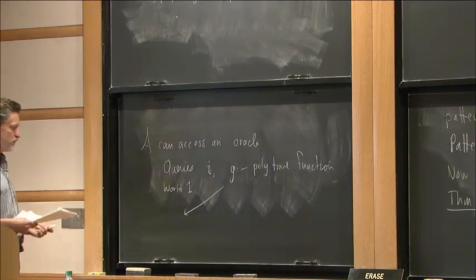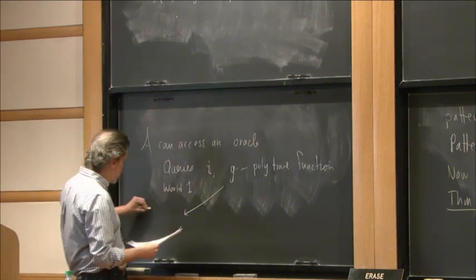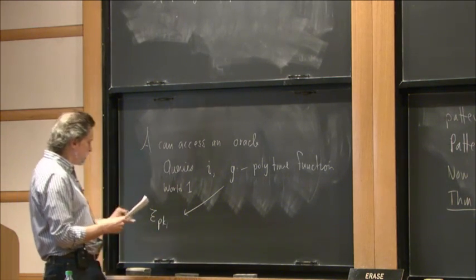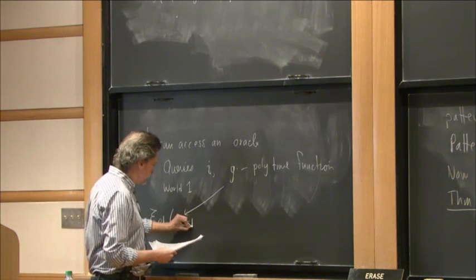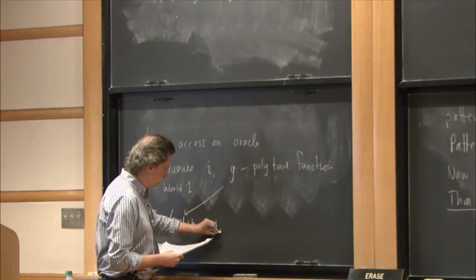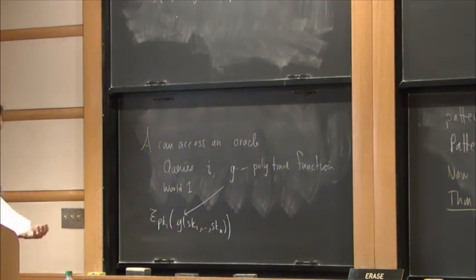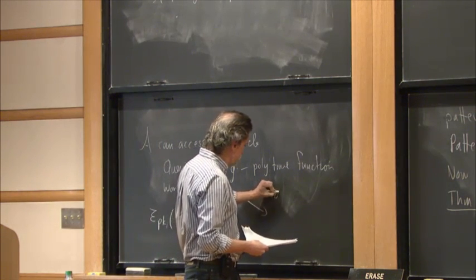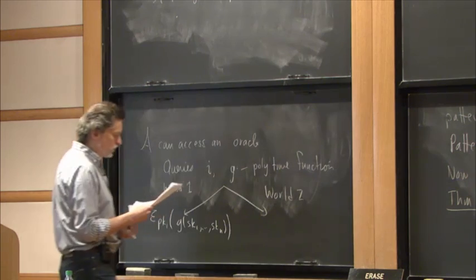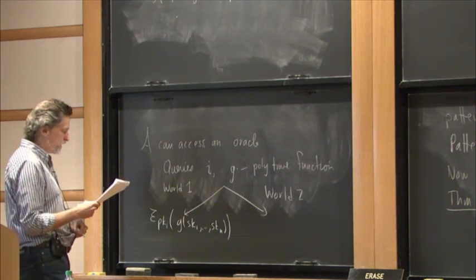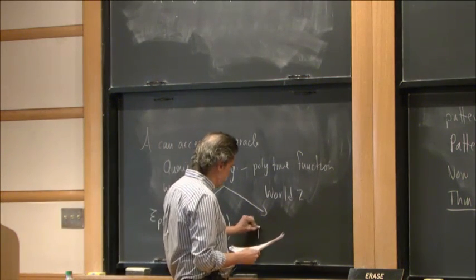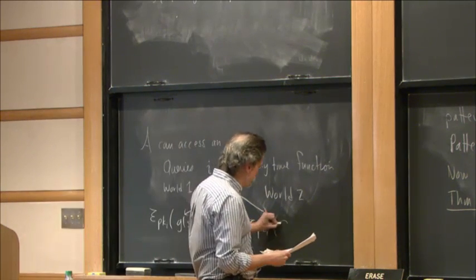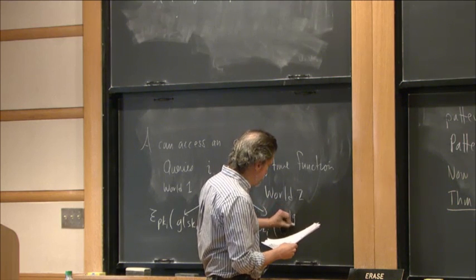And in world 1, when we do a query like this, what do we get? We get the encryption under the ith public key of the function g applied to all of the secret keys. And in world 2, when the adversary does a query like this, what's returned is the encryption under the ith public key of some arbitrary string of the correct length.